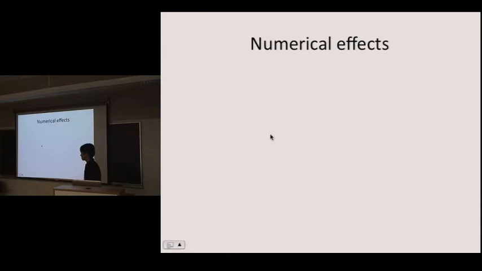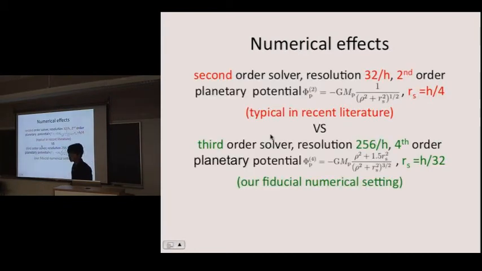So eventually, the question to ask is, how do you know whether a simulation is correct? How do you make a correct simulation? Again, the details can be found in our two publications last year. Here I just show you one example where we compare two simulations. In one simulation we use a second order solver, with the resolution highest in previous work, 32 grid points per scale height. We use a second order planetary potential with a large softening.